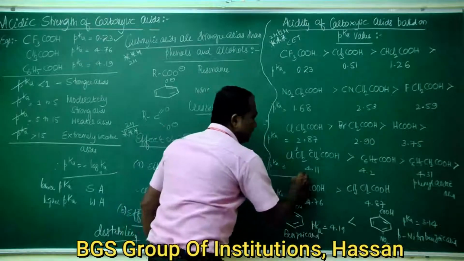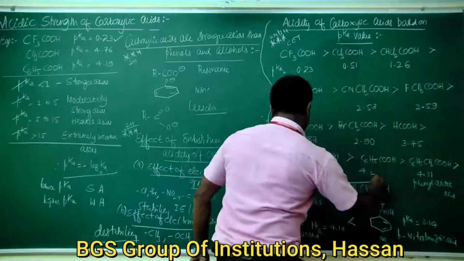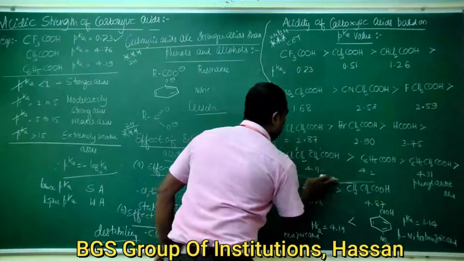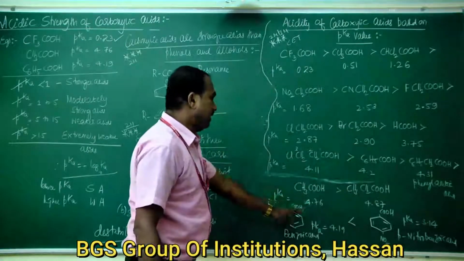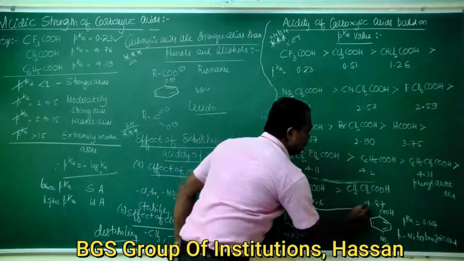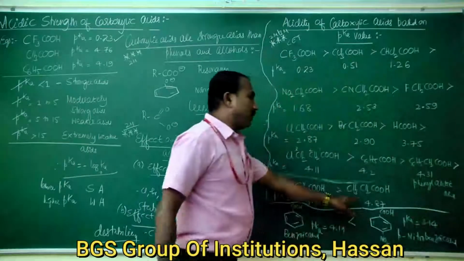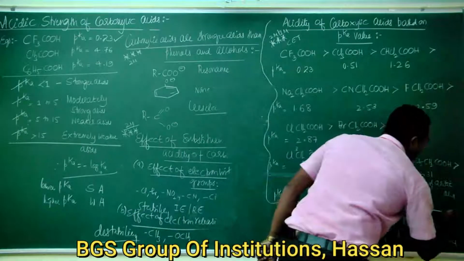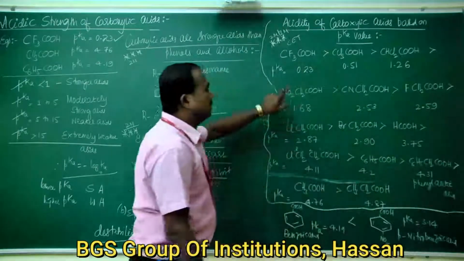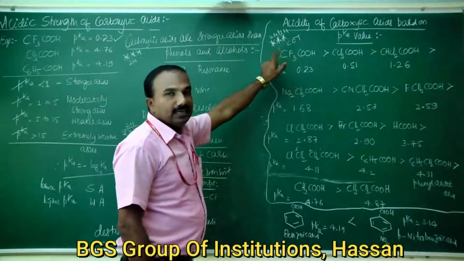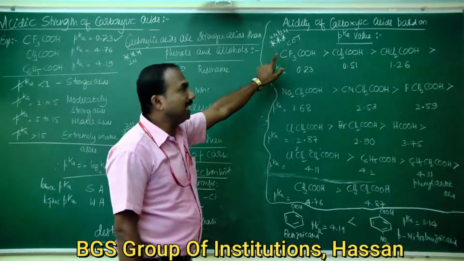So this is about phenyl acetic acid greater than acetic acid, pKa value is 4.7 and propanoic acid, pKa value is 4.87. You should have to remember these pKa values. So this will be asked in the CET or in the theory examination.